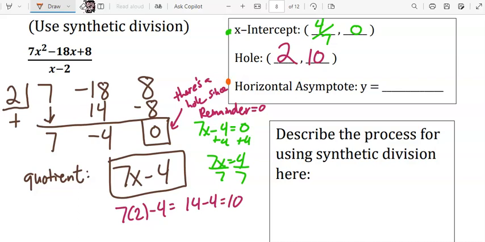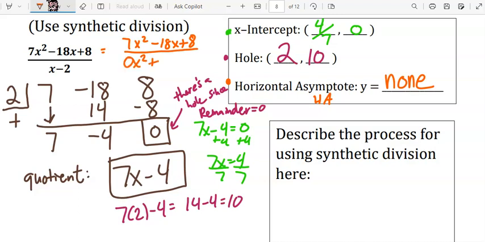And for the horizontal asymptote, well, there's nothing in the denominator left. There's just a hole that we took away. So there's none. Also, if you look at the original, we would have the leading terms 7x squared and 0x squared. 7 over 0 is undefined.